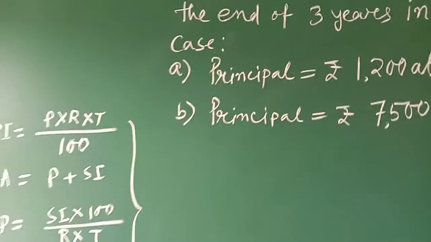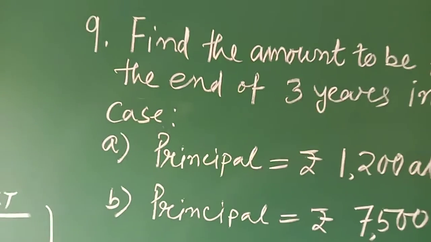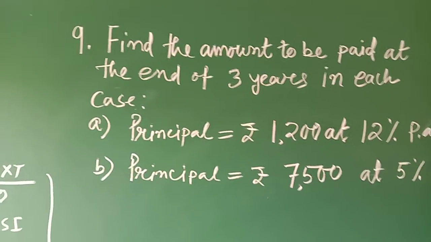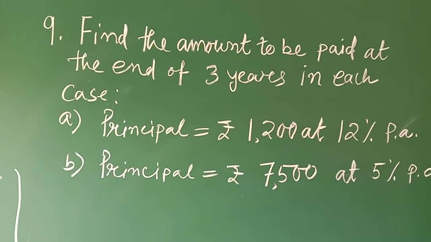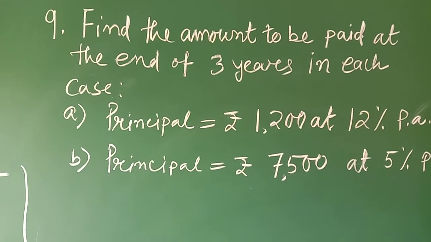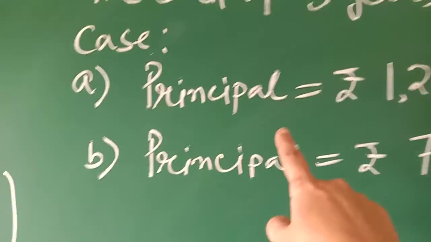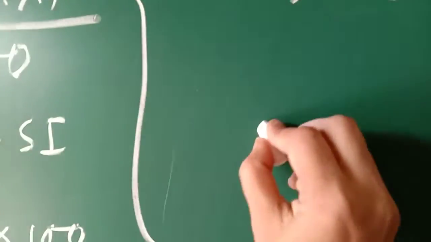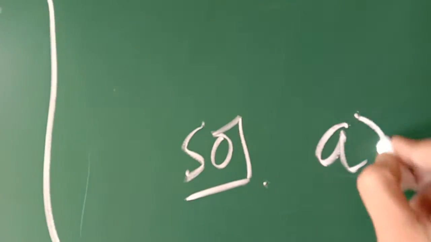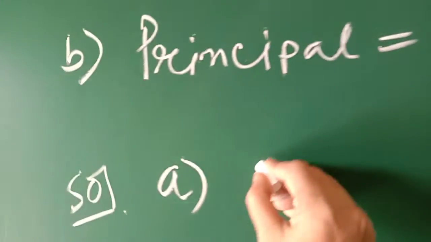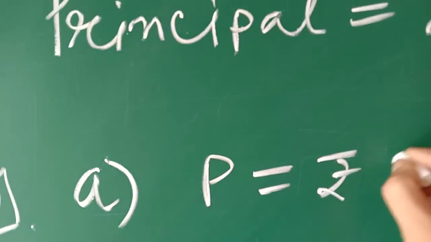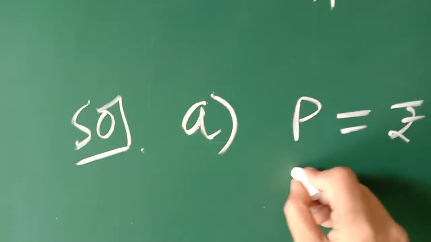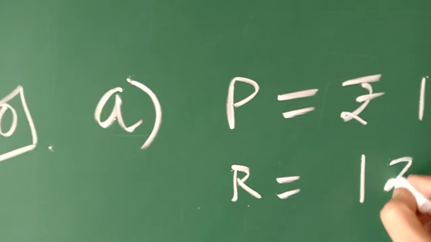Now in this question, see, find the amount to be paid at the end of 3 years in each case, where principal is given 1200. That means in the solution we are doing now, question number A. Here principal is given rupees 1200. Now rate percent is also given, 12%.